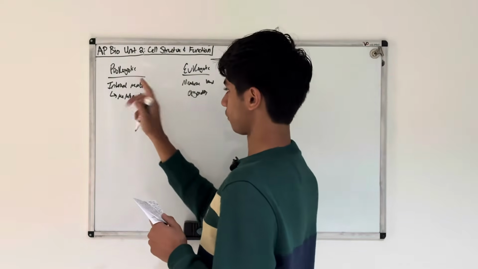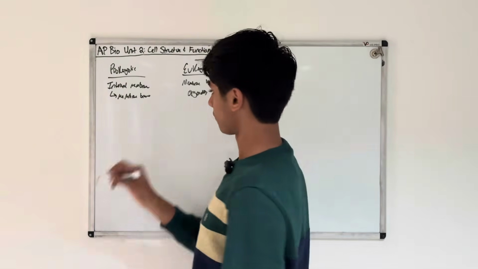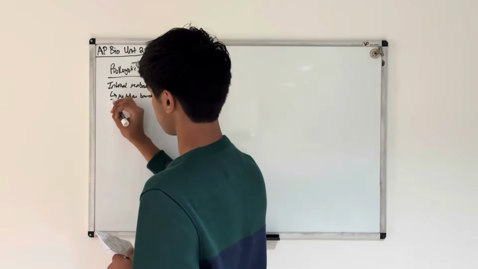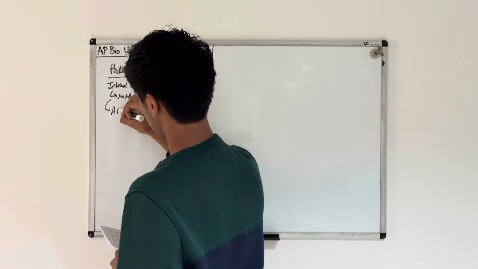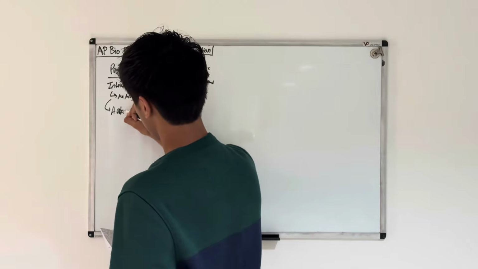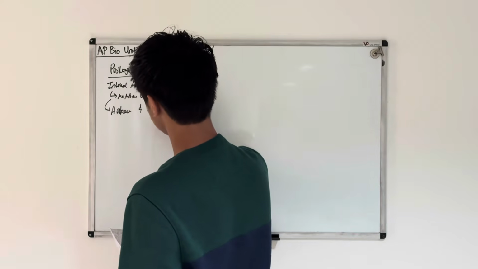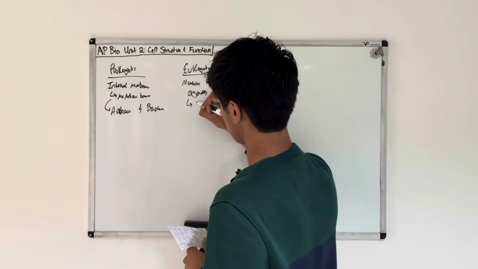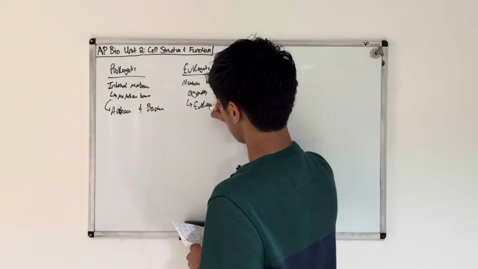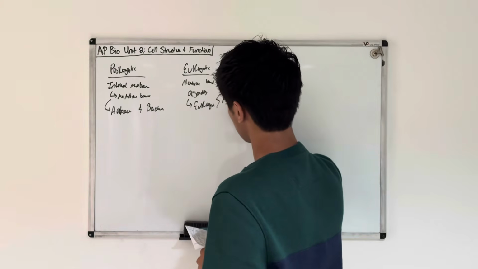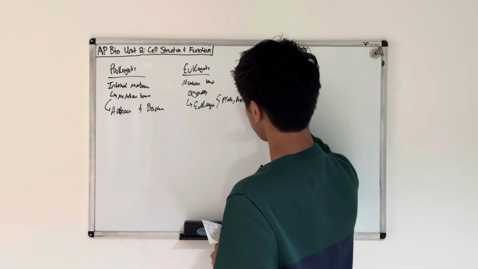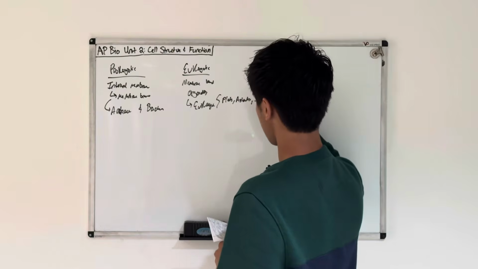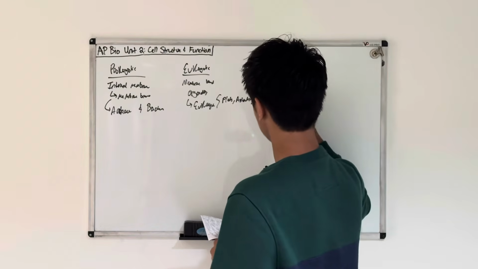So the two types: there are three domains of life. Prokaryotic encompasses archaea and bacteria. Eukaryotic encompasses eukarya, which include plants, animals, protists, and fungi.